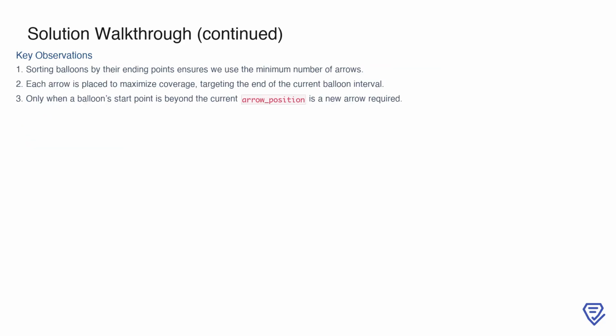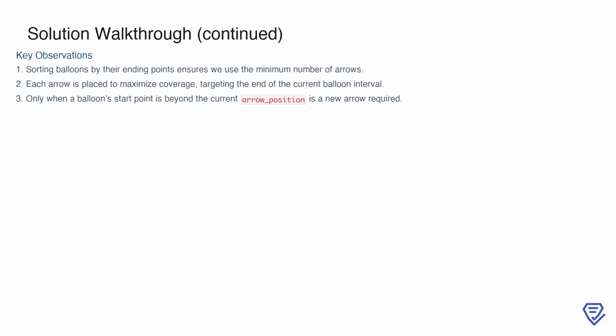To summarize, there are some key observations that help us solve this problem efficiently. First, sorting the balloons by their ending points ensures that we always consider the optimal position for each arrow. This minimizes the number of arrows required. Second, every arrow is placed strategically at the end of a balloon interval, which maximizes the number of overlapping balloons it can burst.